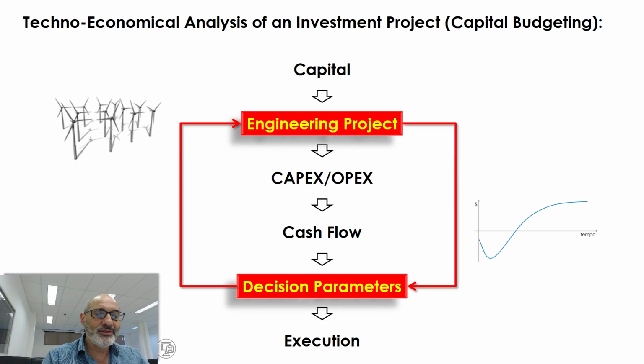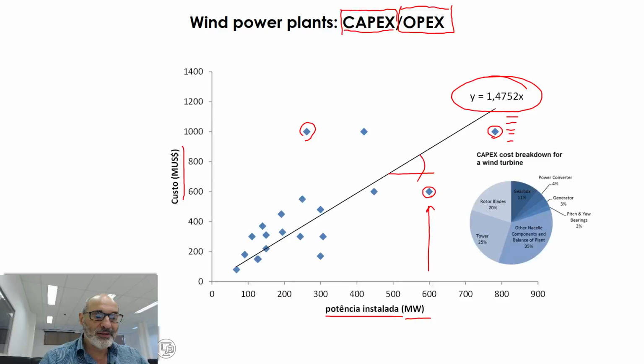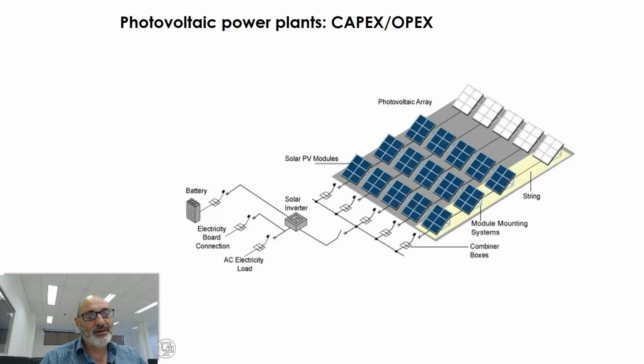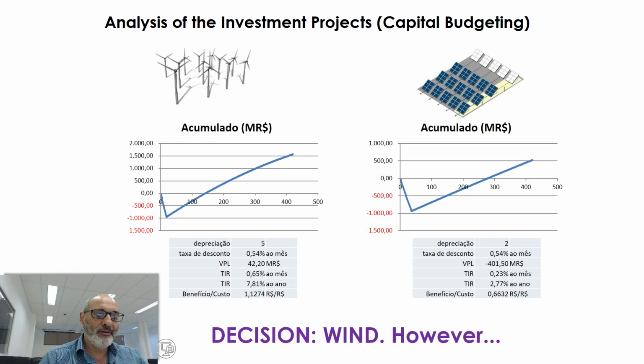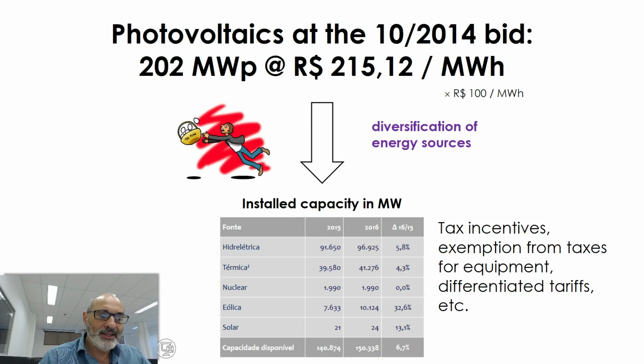But we can try to change things in order to make the photovoltaic power plant more attractive. So let's see what could be done and why this could be done. Why someone accepts paying more for photovoltaic electricity.